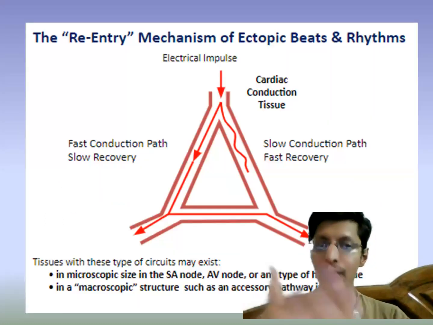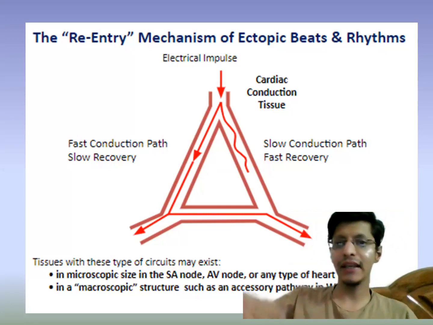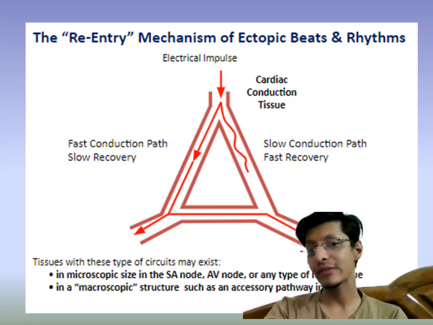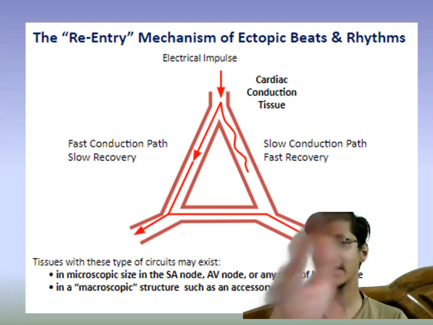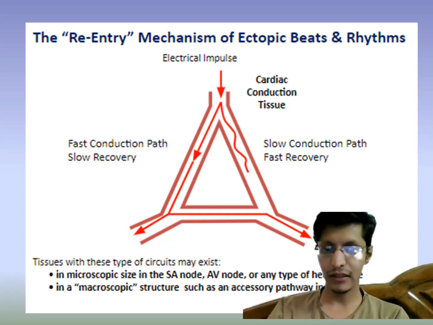So I was talking about the re-entrant mechanism. Along with the normal pathway, a fast pathway also gets added, making it a re-entry circuit. So this is the electrical impulse. It is going through here with the fast conduction, moving on both sides to the bundle of His, and this is a slow conduction fast recovery pathway.